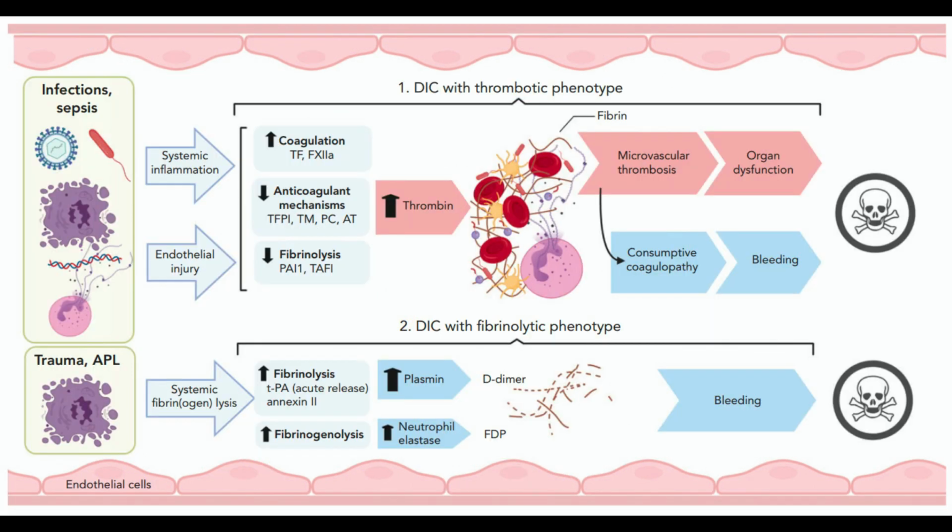Disseminated intravascular coagulation with a thrombotic phenotype is triggered by exposure to pathogens, PAMPs, cell debris, DAMPs, and NETs. This leads to systemic inflammation and endothelial injury, resulting in activation of coagulation and suppression of anticoagulant and fibrinolytic activities. It causes uncontrolled thrombin generation and microvascular thrombosis.